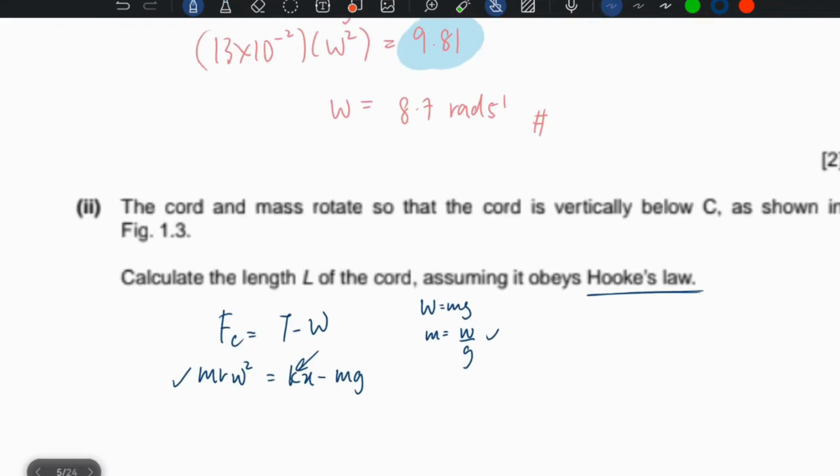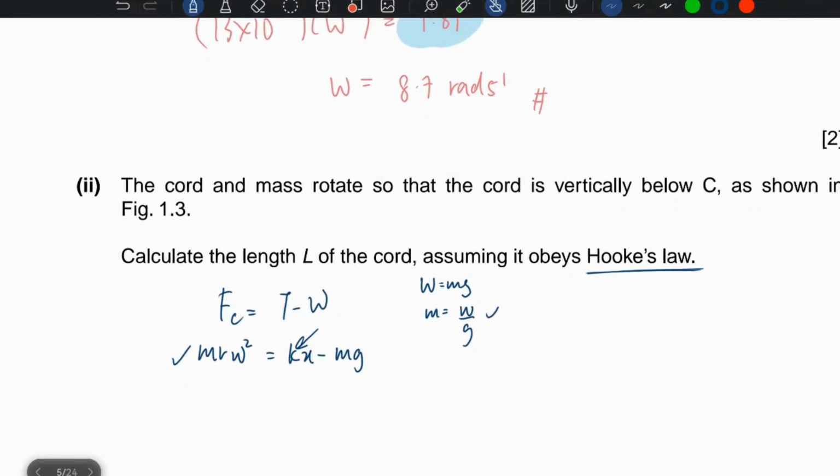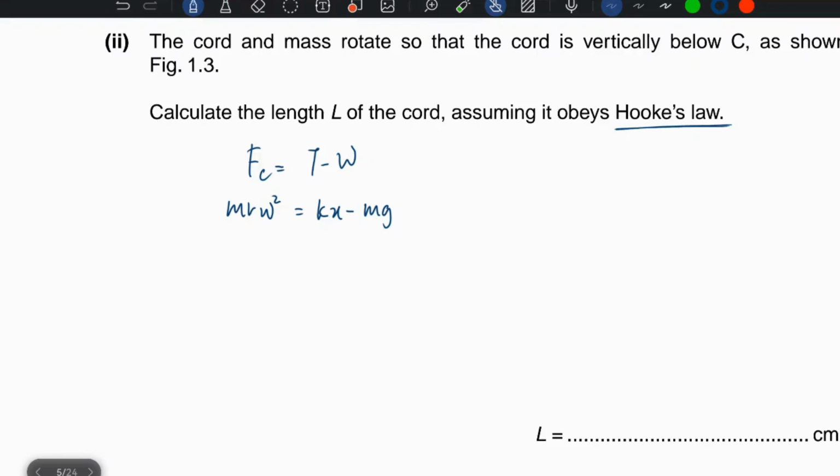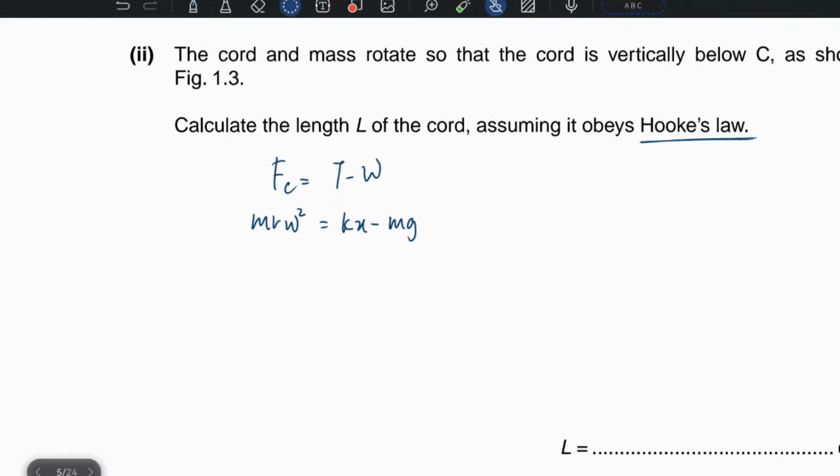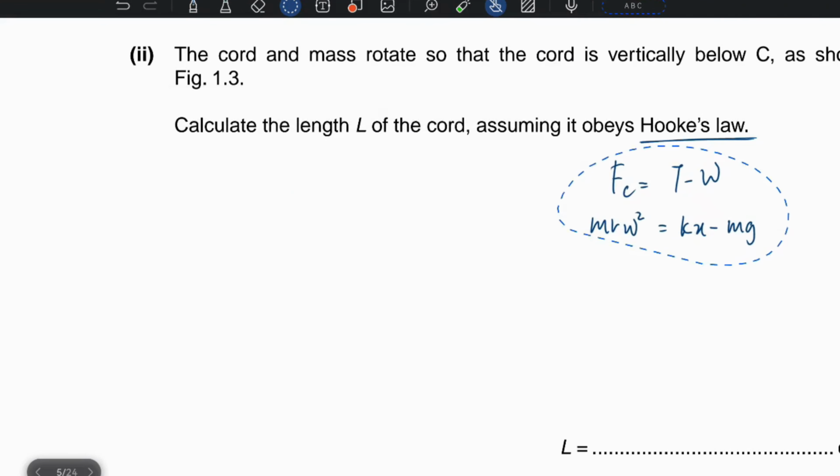So we can find our K, and we can find our X also. M has been found, and g is our gravitational acceleration. So we have all the values. Now let's find our values before we substitute in. Let's start with finding our mass. We know W, so let's do it on the side here.